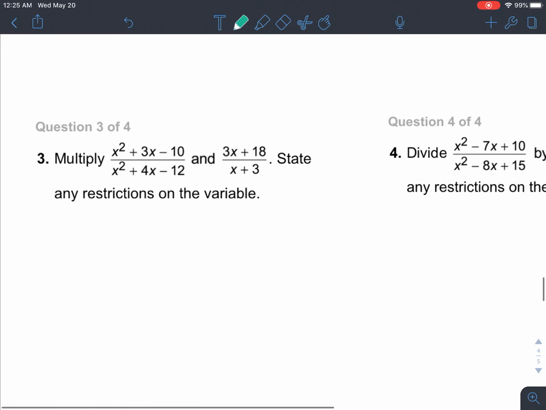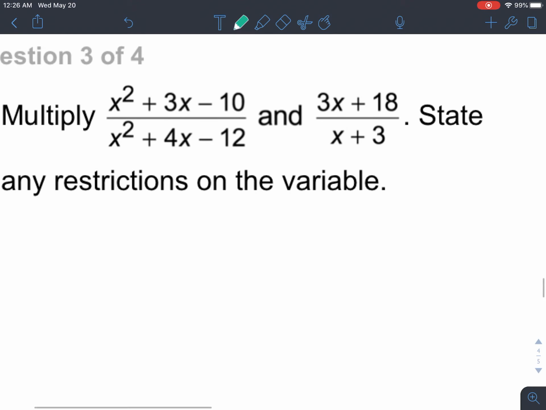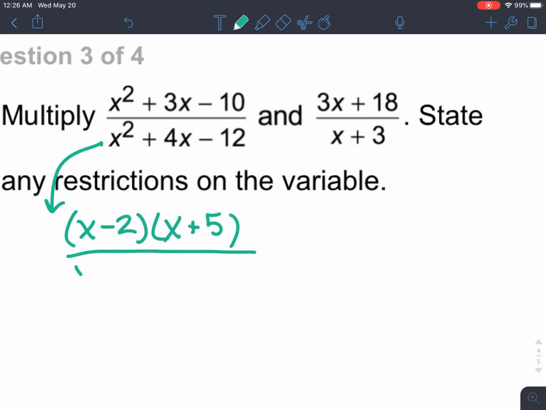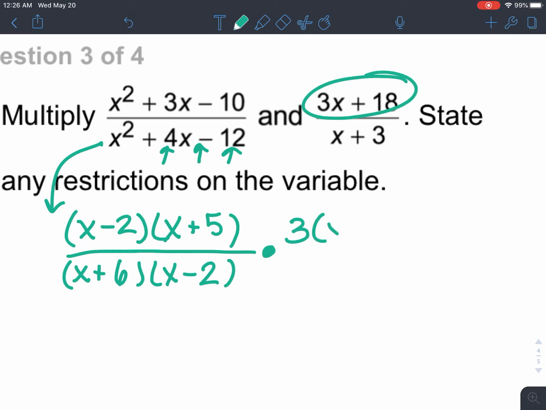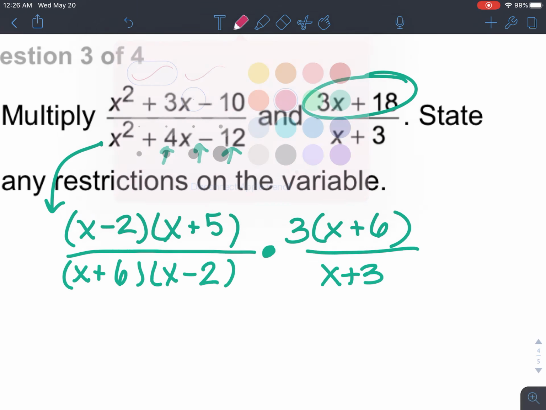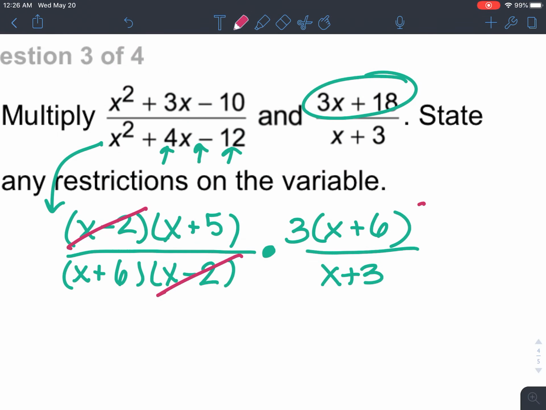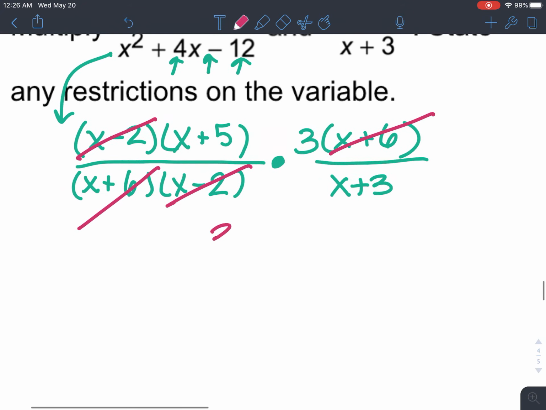Okay. All right. Now here they're asking us to multiply these two. So I'm going to factor the top. I need two numbers that multiply to get 12 and subtract to get 4. So that's going to be 6 and 2, x plus 6 and x minus 2. They want me to multiply. And this one has a GCF of 3. Okay, start crossing people out. The x minus 2's, the x plus 6's.